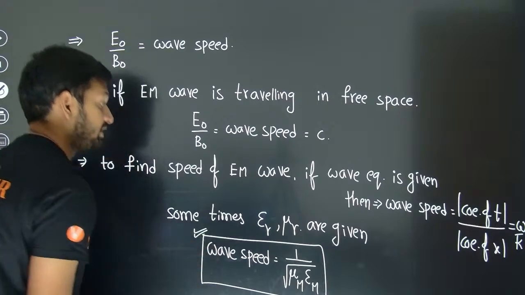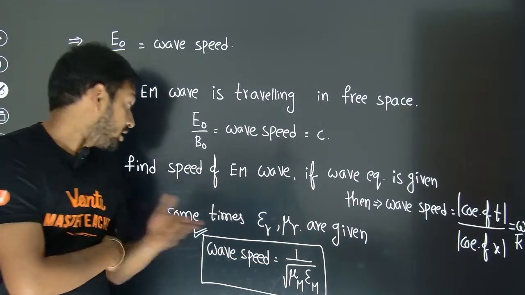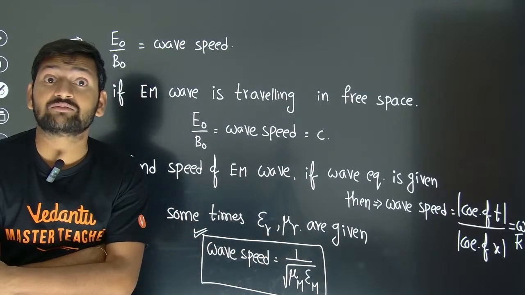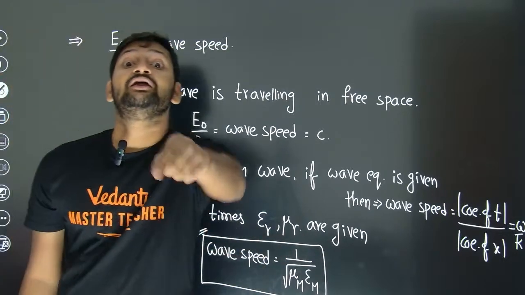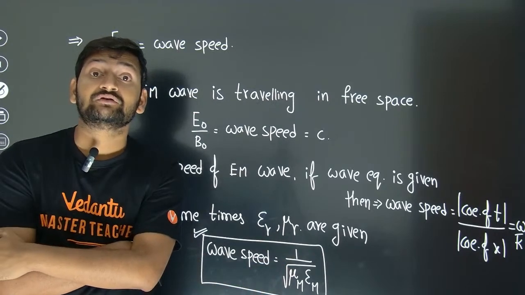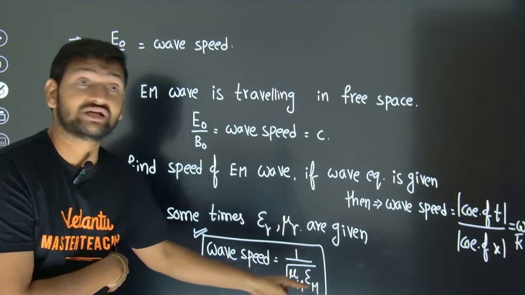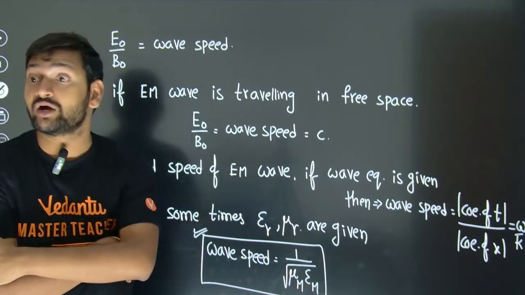This is the wave speed. Sir, they are giving information about mu r or epsilon r, sir. You said that it is mu m and epsilon m. Mu m is the permeability of that medium. Epsilon m is the permittivity of that medium. Sir, they haven't given information about this, sir. They have given information about mu r or epsilon r, sir.